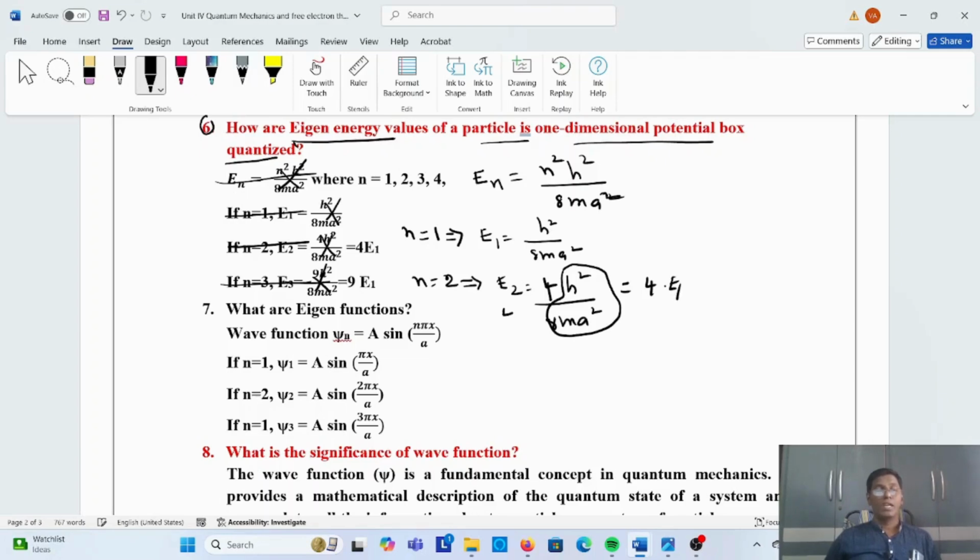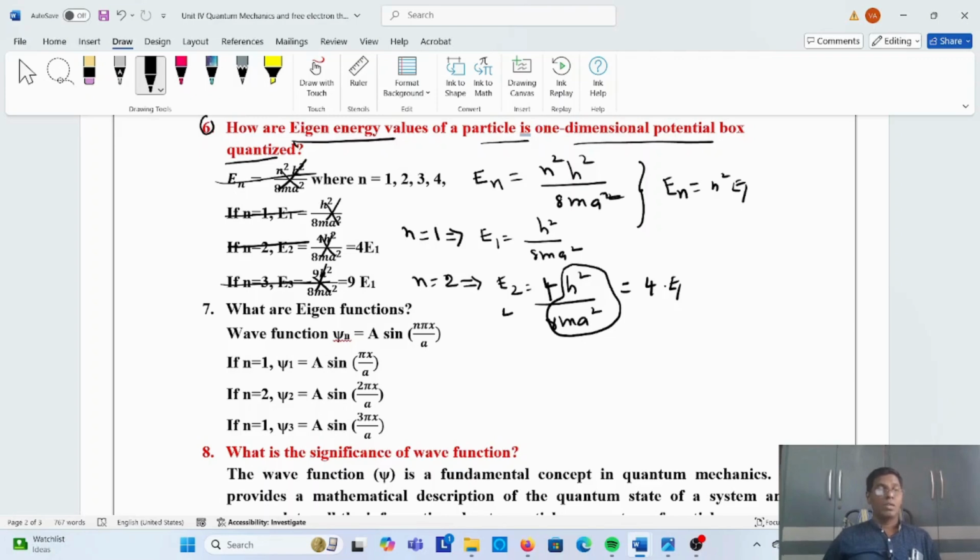Like this, I can substitute n is equal to 3, n is equal to 4, n is equal to 5 and so on. On each and every step, what I will get, I am writing here. So what I will get? En is equal to n square into E1. This is the energy values of a particle in a one-dimensional potential well.